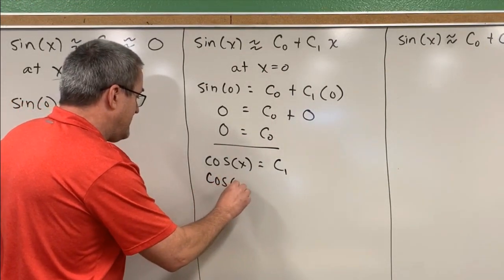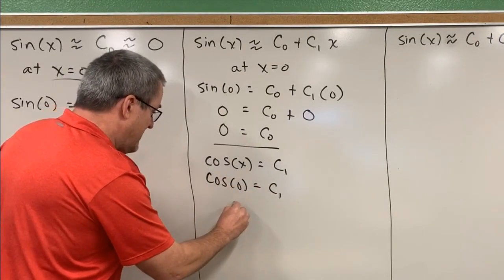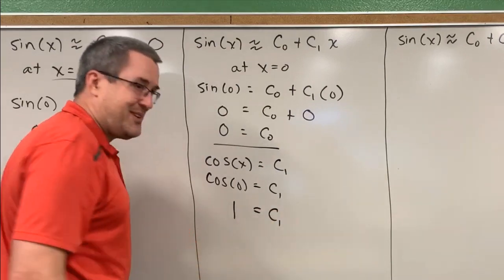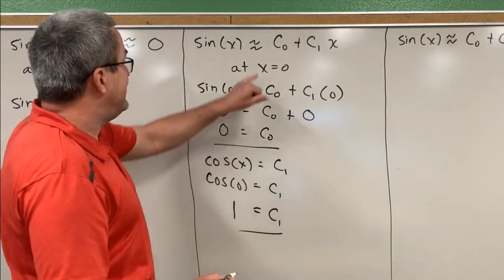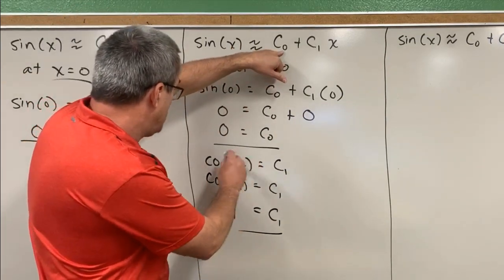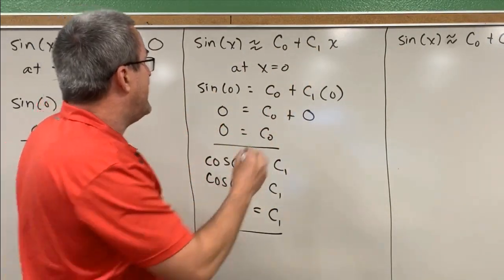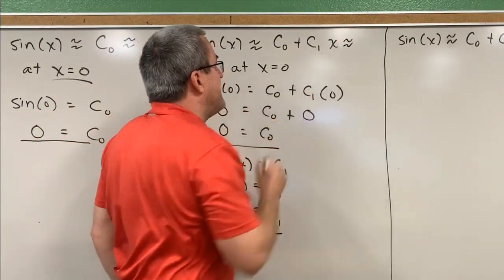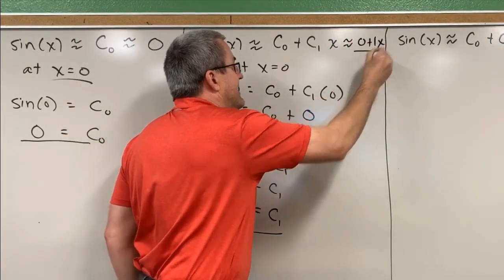So cosine of 0 is equal to c sub 1. Cosine of 0 is 1. So there we go, c sub 1 equals 1. What we're claiming is the sine of x is approximately equal to c sub 0, which we now know is 0, plus c sub 1, which we now know is 1x. That is, the sine of x can be approximated by 0 plus 1x.